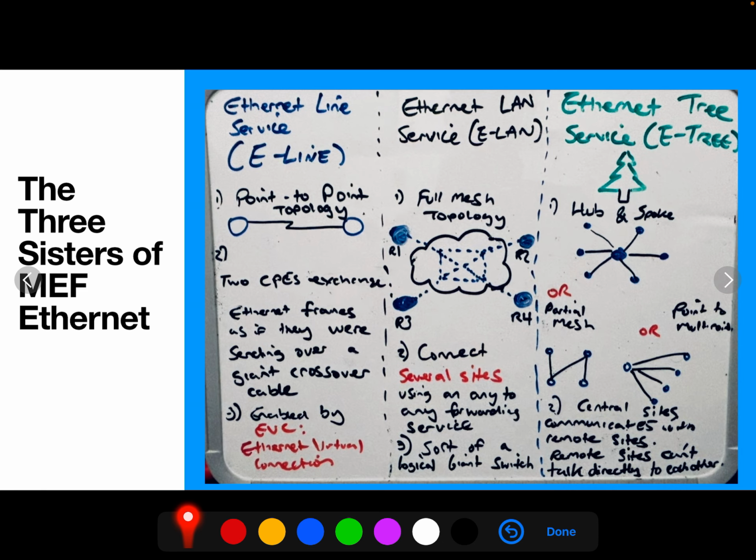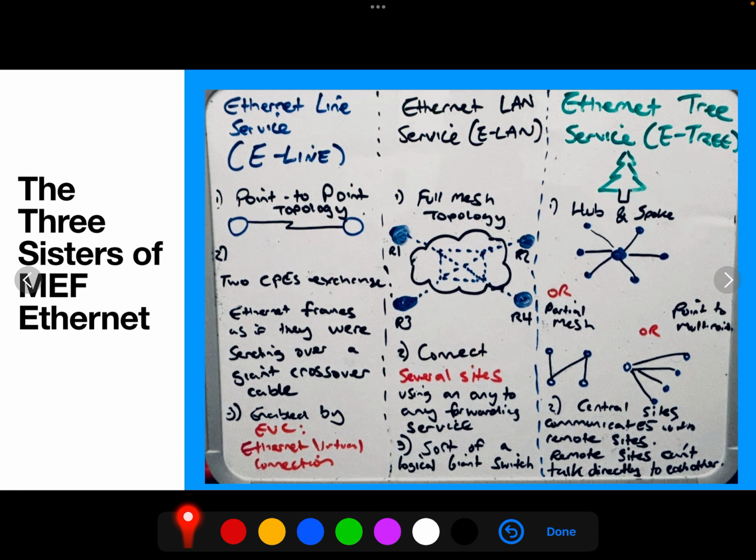ELAN is basically about acting as a LAN, so that all our devices can send frames to all other devices, using an any-to-any forwarding service. Very important to understand that term, any-to-any forwarding service. This ELAN service basically allows all devices connected to the service to send Ethernet frames directly to every other device, as if the Ethernet WAN service here is a giant switch.